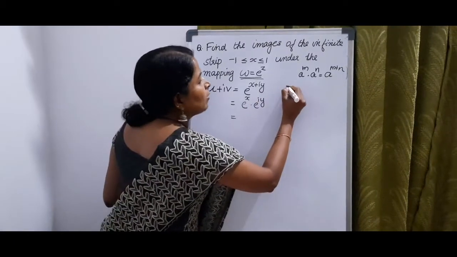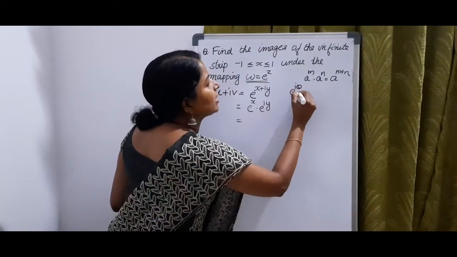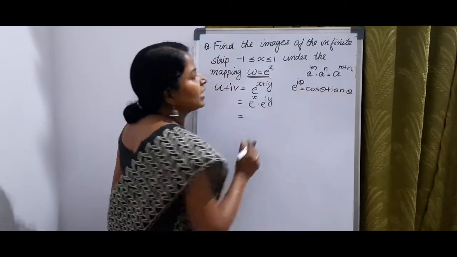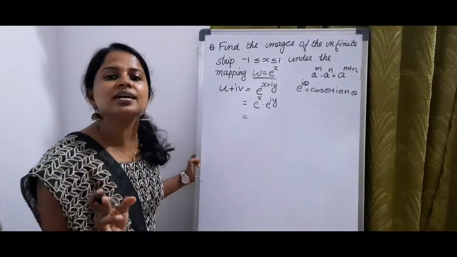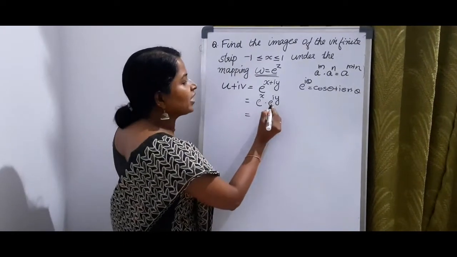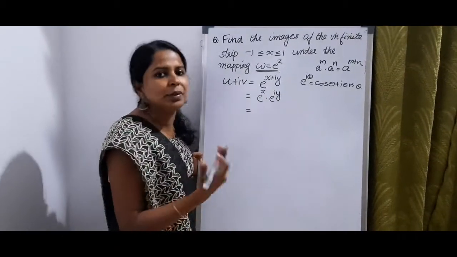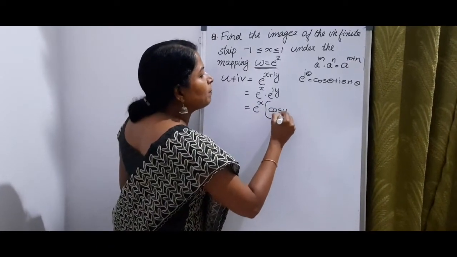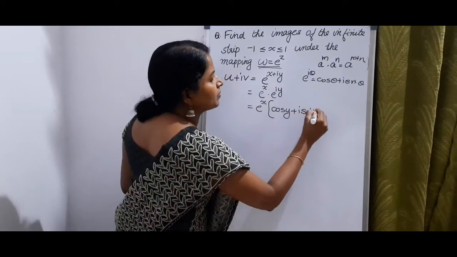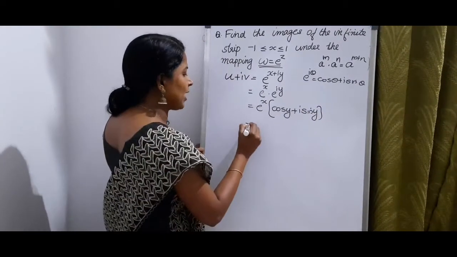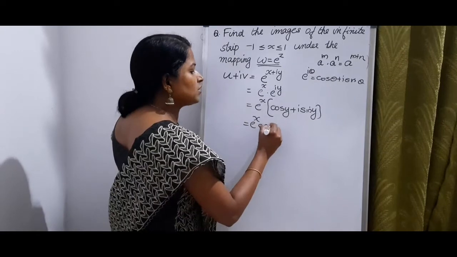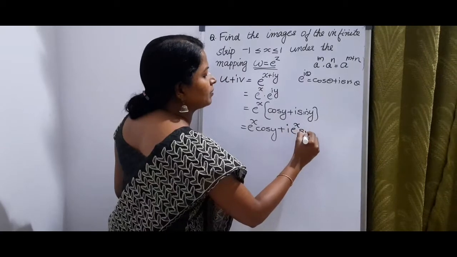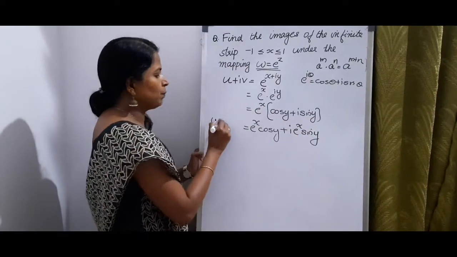Also, one more formula: e^(iθ) = cos θ + i sin θ. So here e^(iy) is cos y + i sin y. That is e^x (cos y + i sin y). Opening the bracket, e^x cos y + i e^x sin y. This is u + iv.